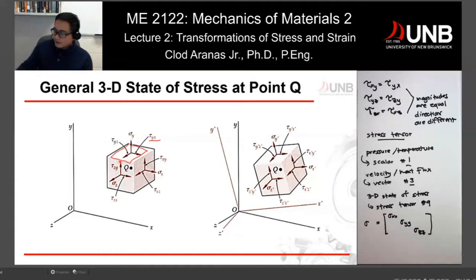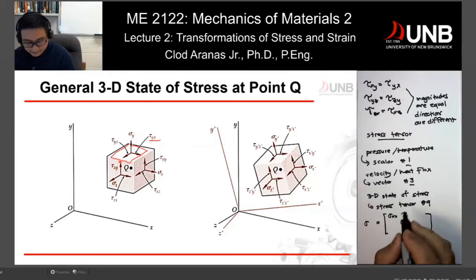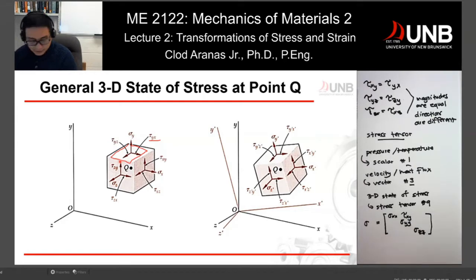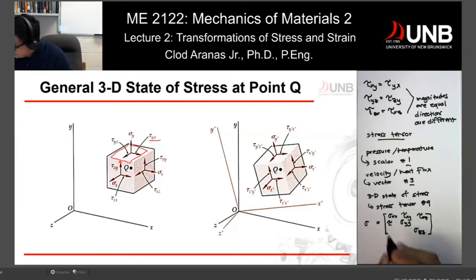You have your normal stresses along the diagonal. You have this tau xy. You have your tau xz. So this is tau yx. This is tau yz. This is tau zx, and this is tau zy.